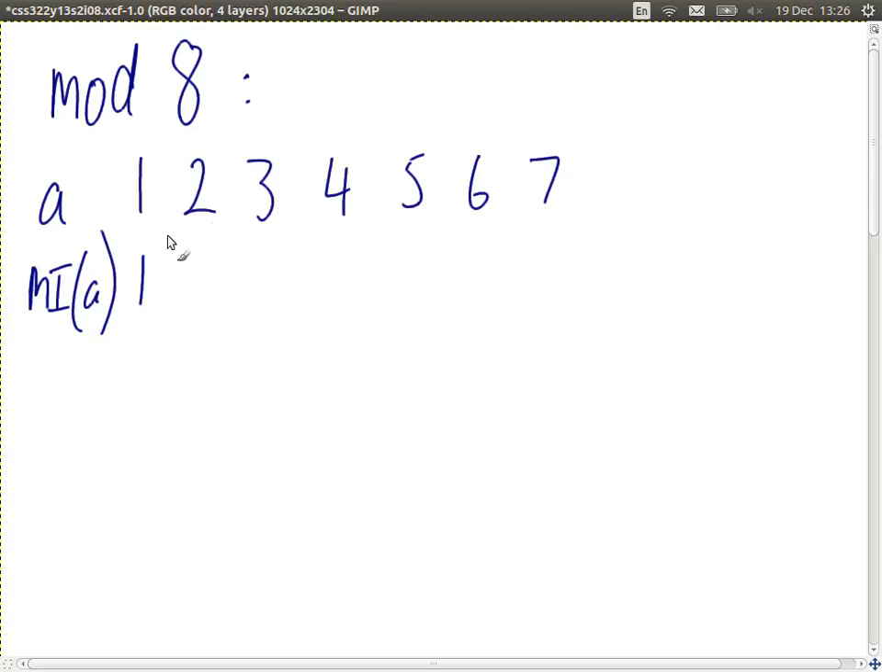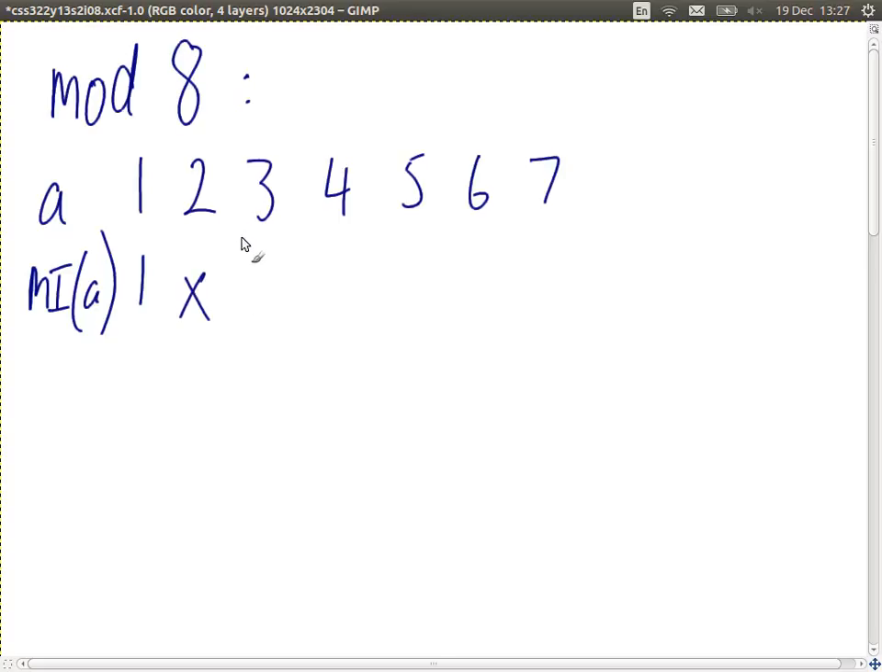What's the multiplicative inverse of 2? 2 times some number mod 8 equals 1. There is no such number. Why? How can we check? 2 and 8 are not relatively prime. The greatest common divisor of 2 and 8 is 2. It needs to be 1 for them to be relatively prime, and it needs to be 1 for them to have a multiplicative inverse. So there is no inverse of 2. I'll just note that with a cross.